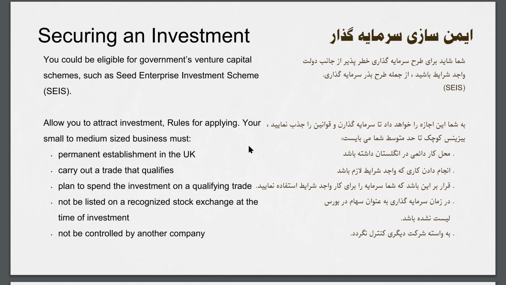It must be part of a qualifying trade. You need to plan to spend the investment on a qualifying trade. And that just means something that the investment firm or scheme has said, like, this is what we'll invest in. That's what that means.